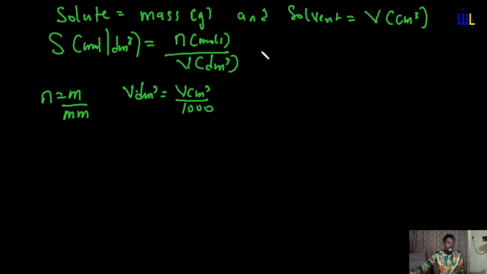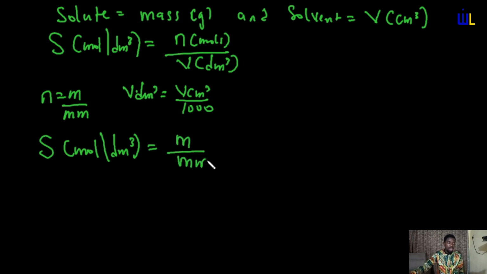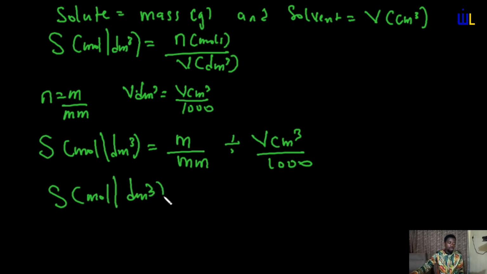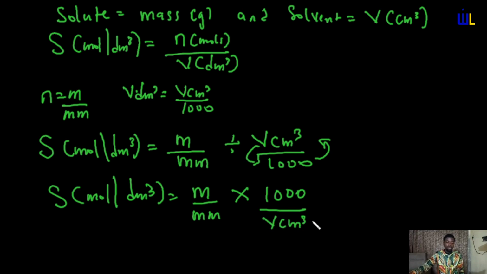So with that said, our solubility in mole per dm cube would now be equal to number of moles divided by volume in dm cube. Number of moles in this case will now be mass all over molar mass, divided by volume in dm cube, which is now expressed as volume in cm cube all over 1000. So if we change this division to multiplication, solubility in mole per dm cube would now be equal to mass over molar mass multiplied by, now we have to invert the divisor. Whenever you change division to multiplication, you invert the divisor, which means 1000 will now be on top and volume in cm cube below. So we have that.